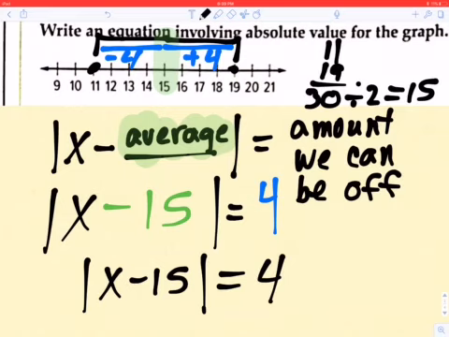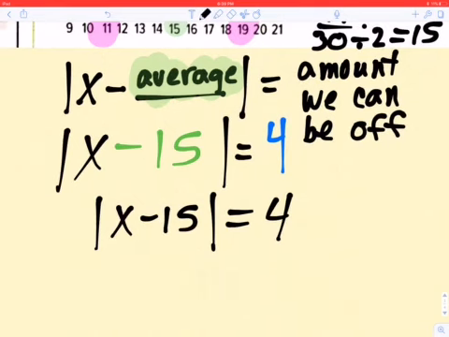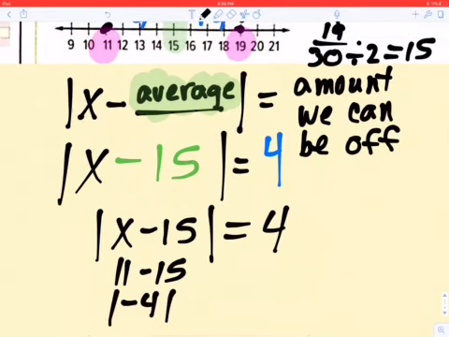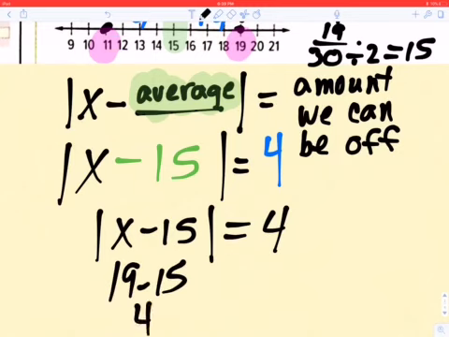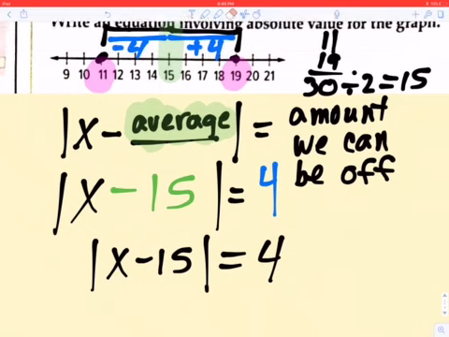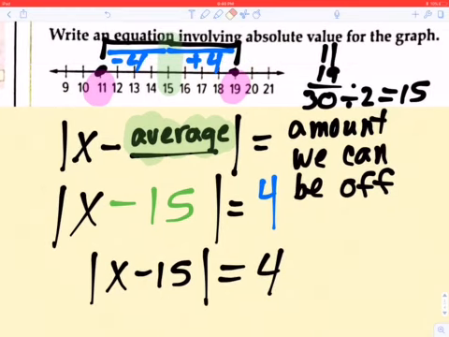And I can actually test to make sure that I did it right too, because my x values, according to this equation, are going to be 11 and 19. So I can actually put 11 in here. 11 minus 15 is negative 4. The absolute value of negative 4 is 4. And then my other endpoint is 19. 19 minus 15 is 4. Absolute value of 4 is 4. So I know that my equation is correct.